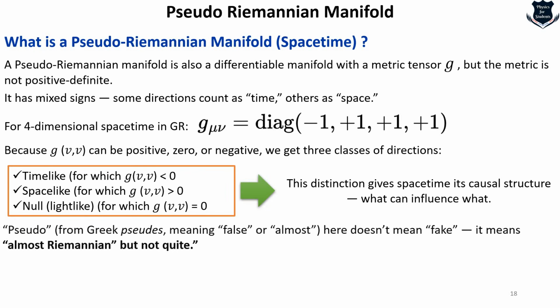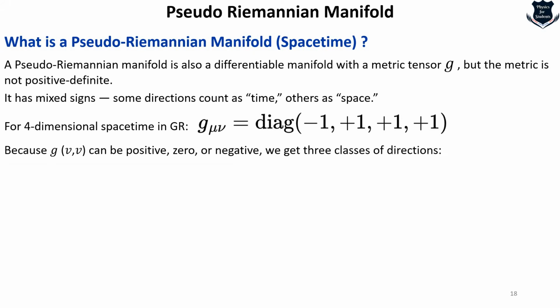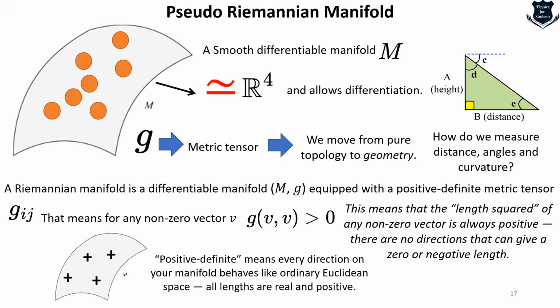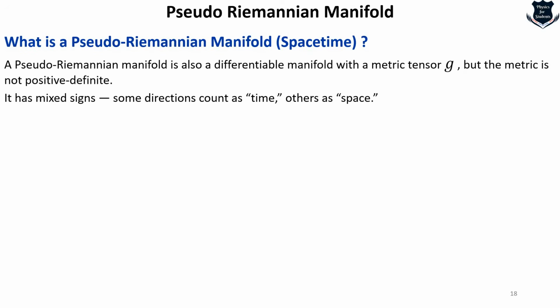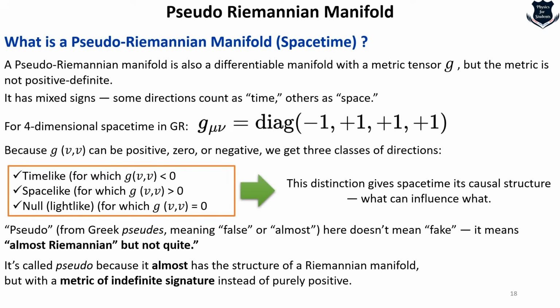So why do we call it pseudo? Because it comes from the Greek word which means almost. I won't say fake, but almost. It means almost Riemannian, but not quite. It is called pseudo because it almost has the structure of a Riemannian manifold, which you can see from here. This was the definition of a Riemannian manifold along with a metric tensor g. But the only thing is that the metric has indefinite signature instead of purely positive. That means it can have a negative signature, which I have shown you here as -1. I will show you further.